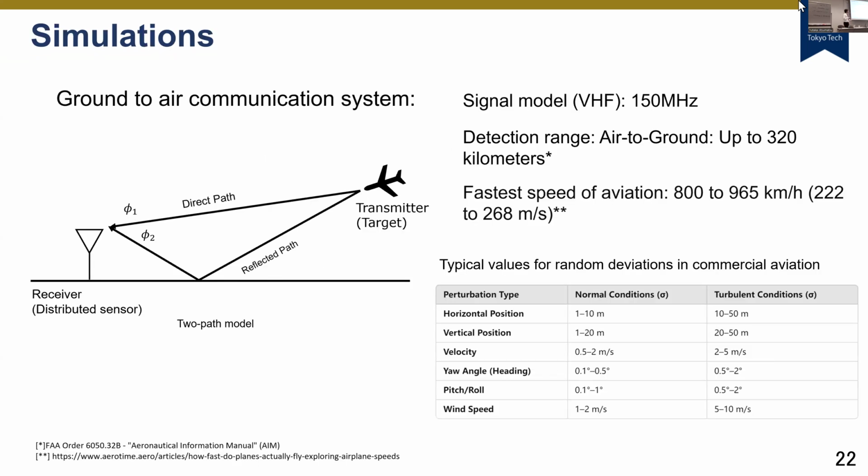So actually, I'm going to show some simulation results. To create a simulation scenario, we first consider the two-path model, where we use ground-to-air communication systems. And we use the signal model, which is very high frequency. So in our simulation, we define 150 megahertz, and we assume the detection range of the air-to-ground sensors is up to 320 kilometers. And we consider the speed of the aviation to be about 200 meters per second.